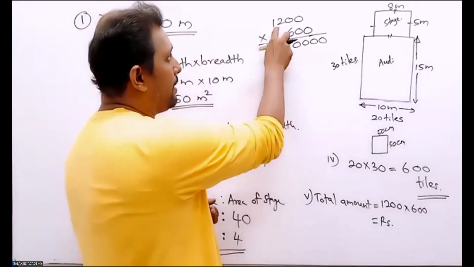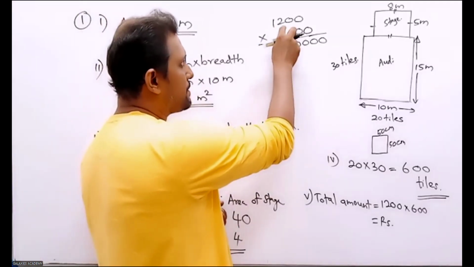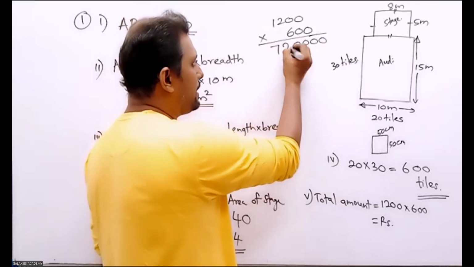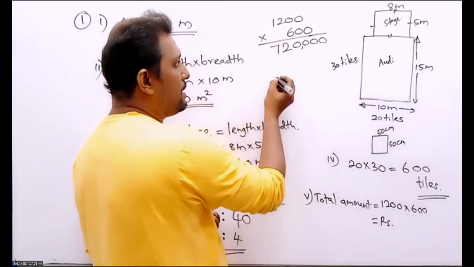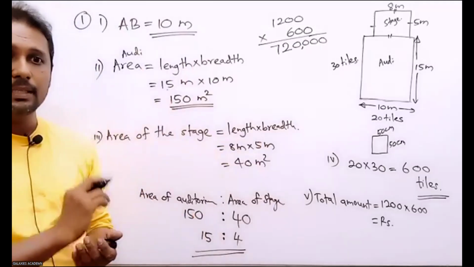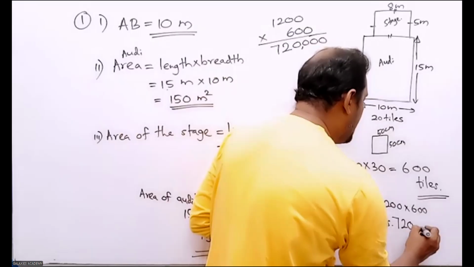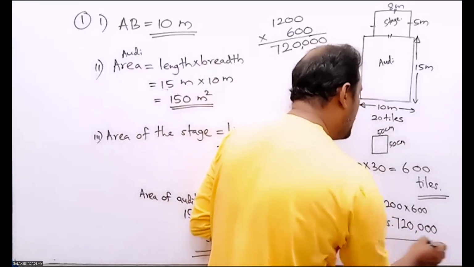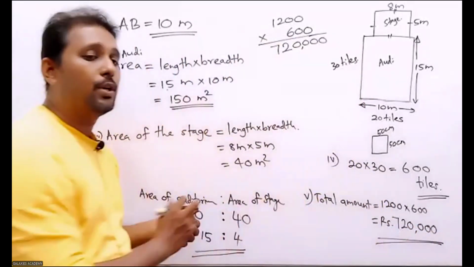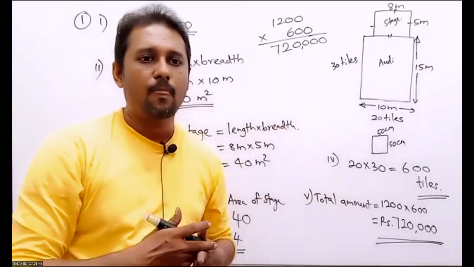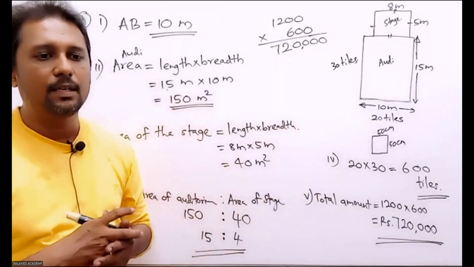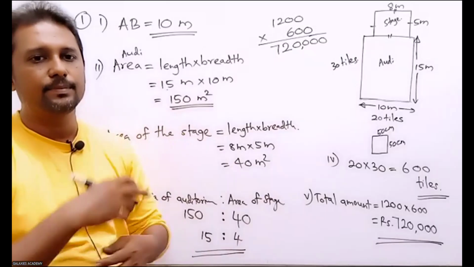Then you can multiply 12 and 6. 6 multiply 12, 72. So how much is needed? 720,000, right? 720,000. Remember to put rupees, right? 720,000 rupees needed.